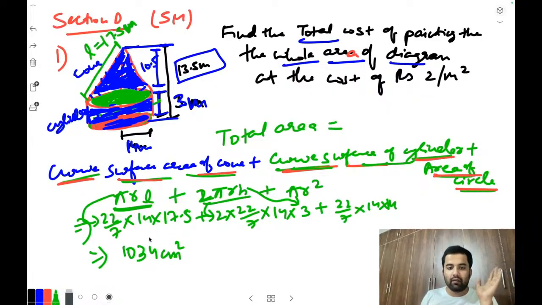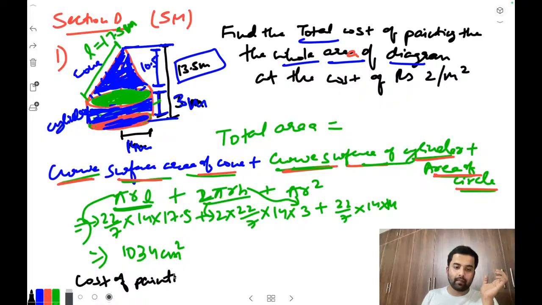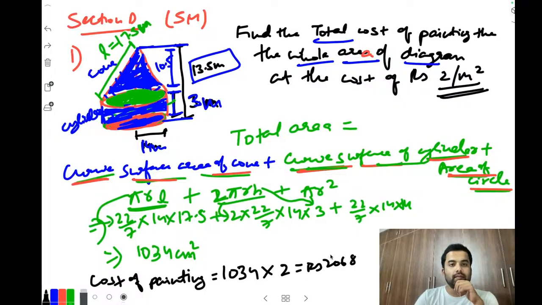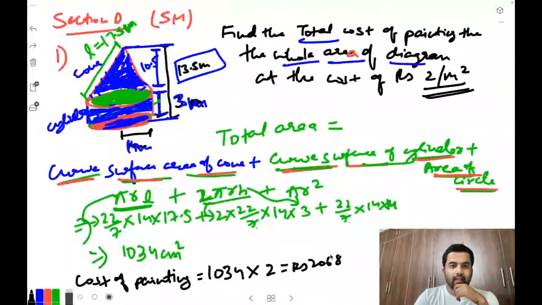This is the total area which you painted. And the last part, the cost of painting. 0.34 into the cost of painting, which was 2. So just multiply with 2, we will get 2068. That's all. Did you understand this one? Everyone? Did you understand this? Let me know in the comment box, please.